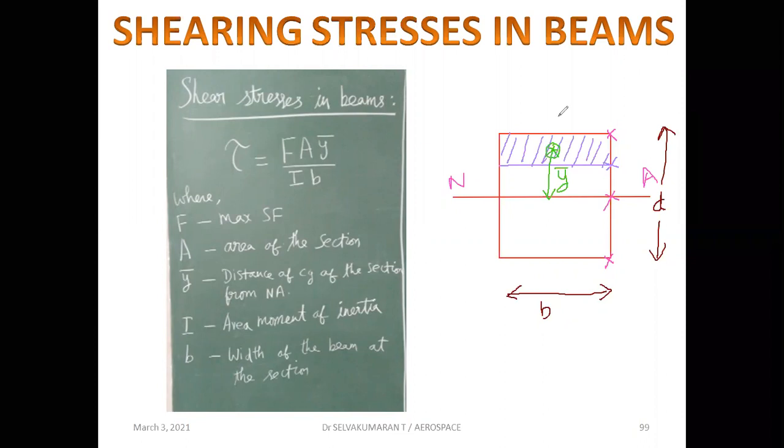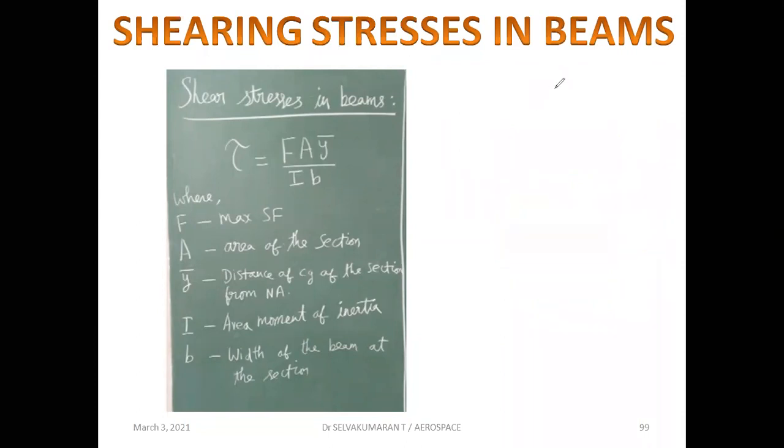Because the section is not uniform over the depth of the section. Here the section is uniform, whereas in the I section the width is not uniform along the depth of the beam. That we'll see later. So this is the formula we are going to use: tau is equal to F A Y bar by I into B.